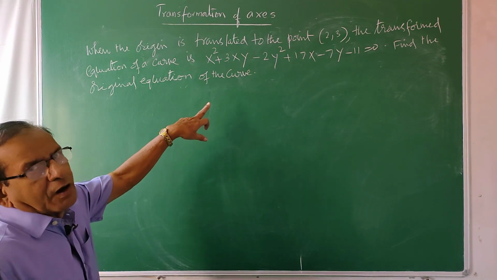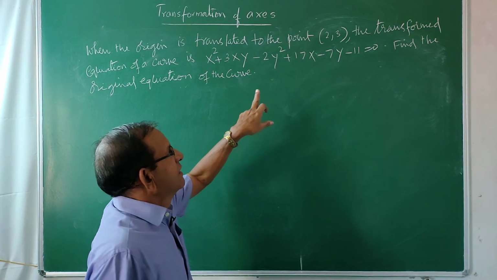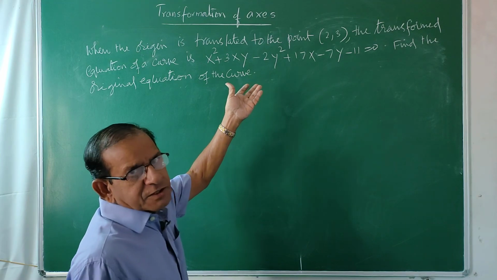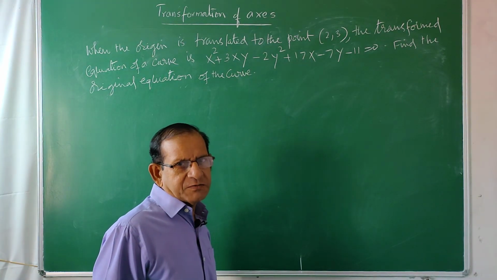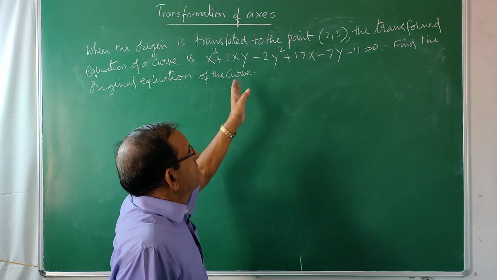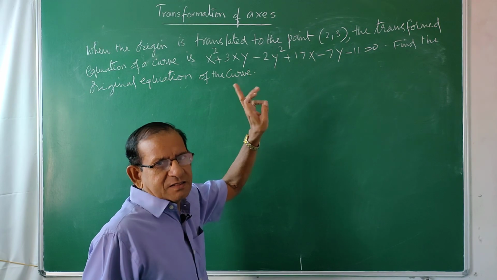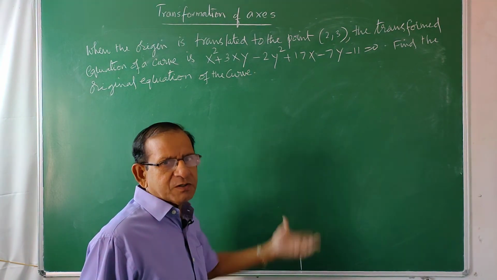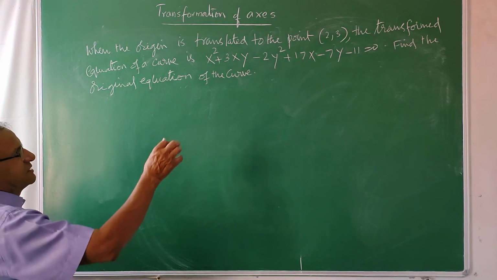Here the origin is translated to the point 2 comma 3. Now the equation of a curve is changed to this form. Original equation was there, we don't know that, but after translation the equation is changed to this type. This is the transformed equation. We have to find out the original equation. How to find out?